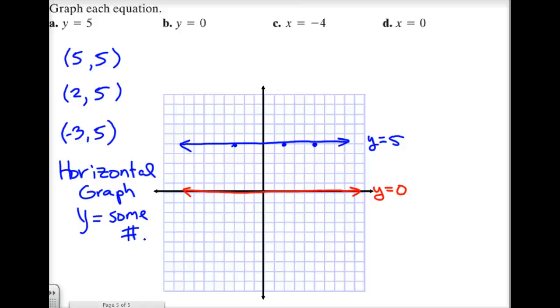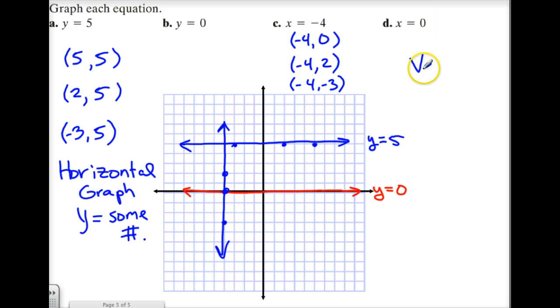Now looking at x equals negative 4 and x equals 0, let's see what those look like. If x is always negative 4, regardless of what your y value is, let's see what those kinds of problems look like. Graphing that, negative 4, 0 is there. Negative 4, positive 2 is there. Negative 4, negative 3 is there. You're going to notice that this starts creating a vertical line. So connect those dots. So anytime you have something where it's x equals, you're going to end up with a vertical line.